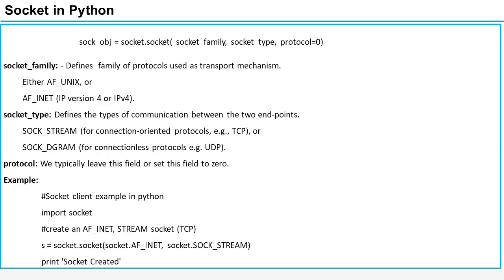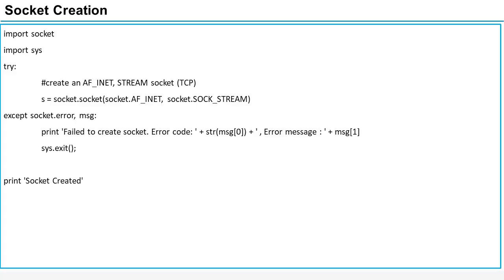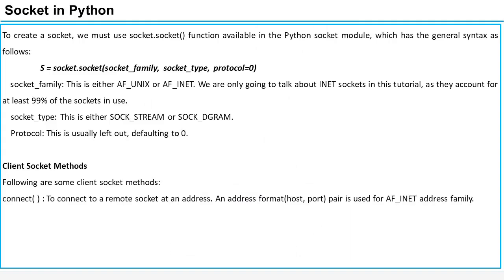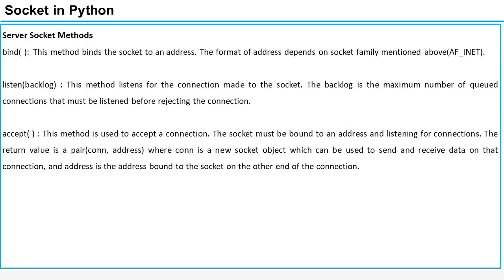We have a Python program to demonstrate this. Socket creation. You have a diagrammatic representation for client-server symmetry in socket applications. Socket in Python. To create a socket in Python, we must use the socket.socket function available in the socket module, which has the general syntax like this. Now, to connect, you go for the connect method to connect to a remote socket at an address. An address form is given which is used in the AF_INET address family.